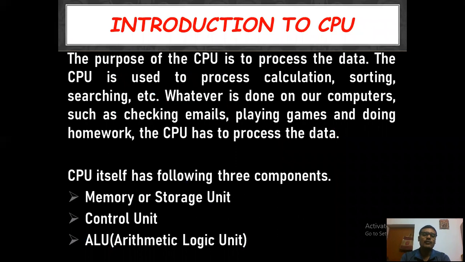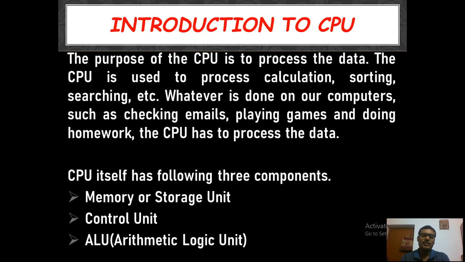So first you have to understand what a CPU is. The purpose of the CPU is to process the data, meaning it is responsible for doing the processing of the task. It is also known as the brain of the computer. The CPU is used to process calculations, sorting, and searching. Sorting means arranging in ascending or descending order, and searching means finding any data. Whatever is done on our computer, such as checking emails, playing games, and doing homework, the CPU has to process the data. CPU is processing all the things.